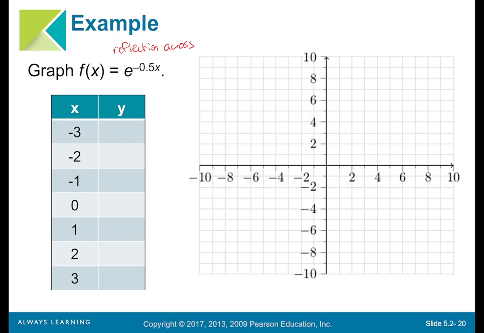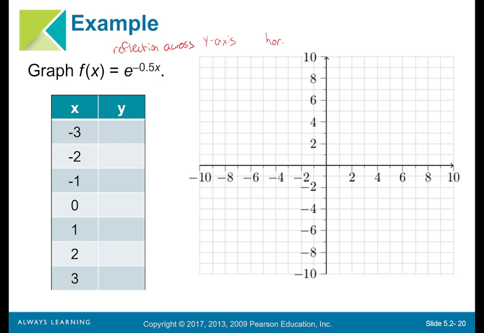Now, is it the x-axis or the y-axis? Well, we put the negative in front of the x, so we have flipped across the y-axis. We also see we have a 0.5 in front of the x. It's directly in front of the x, so we know it's a horizontal stretch or shrink. And we know it's a horizontal stretch because the 0.5 is less than 1.